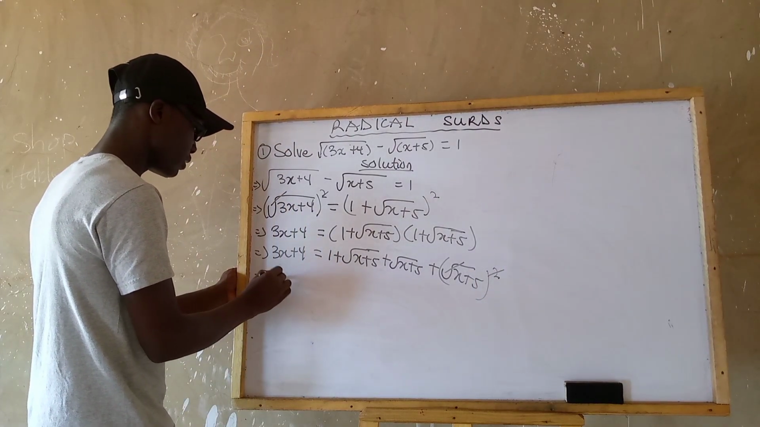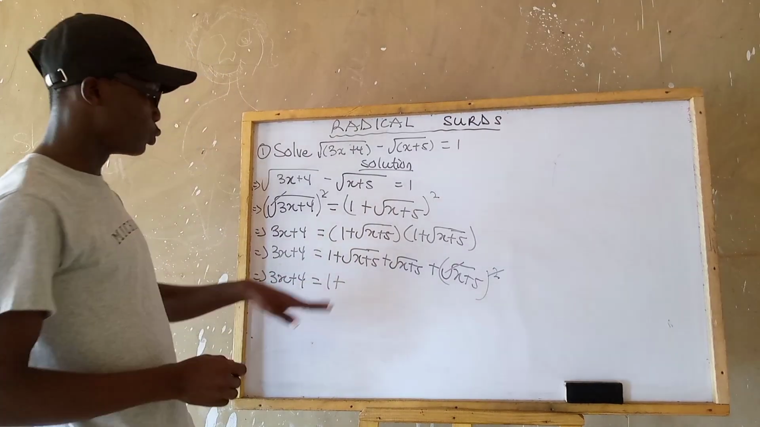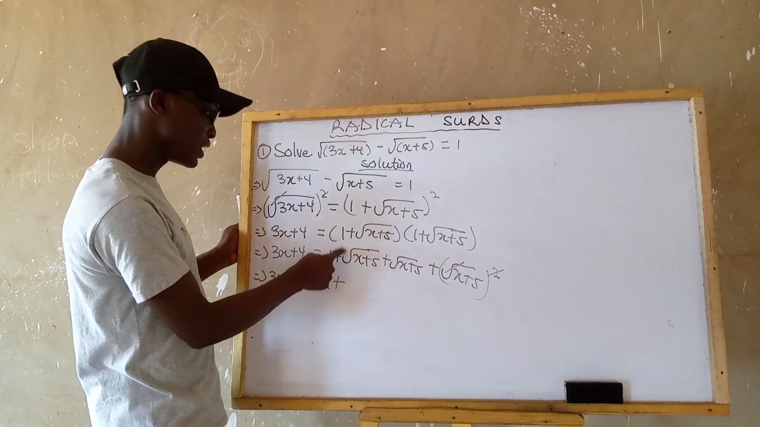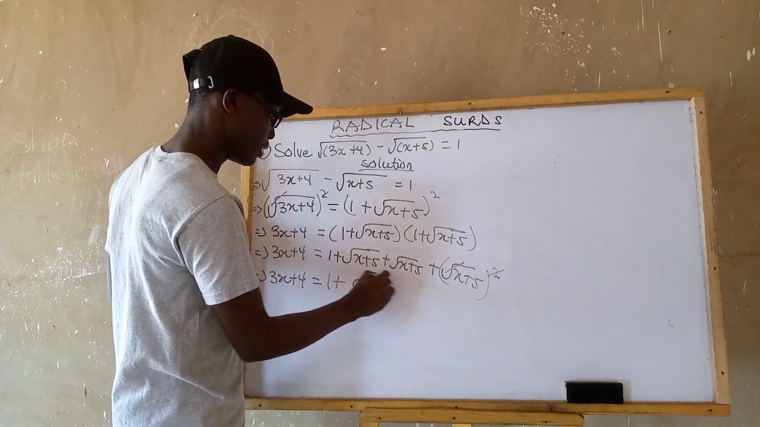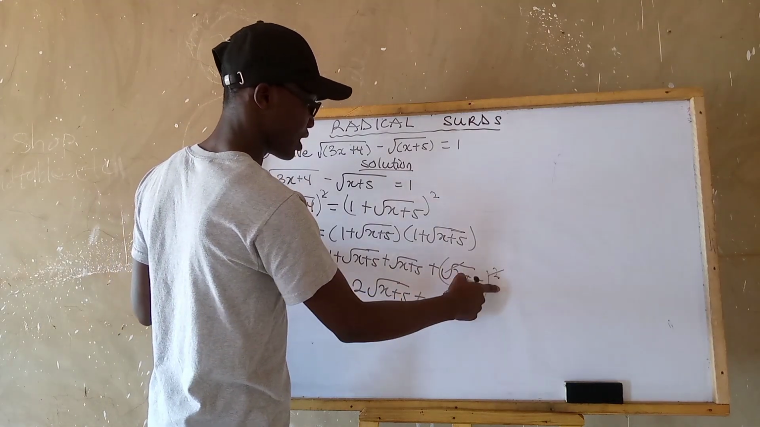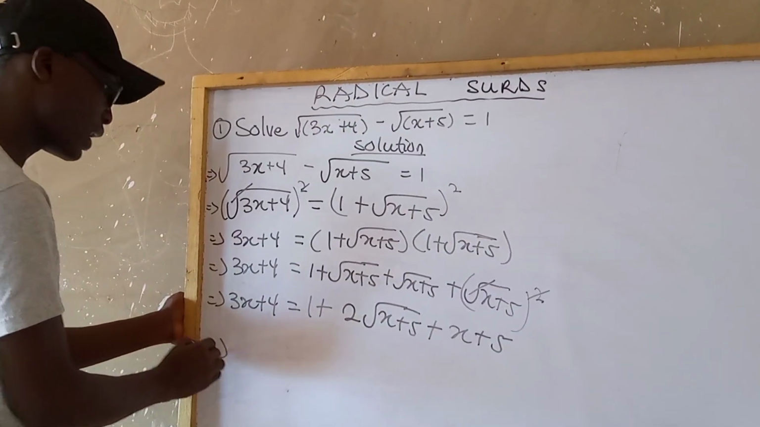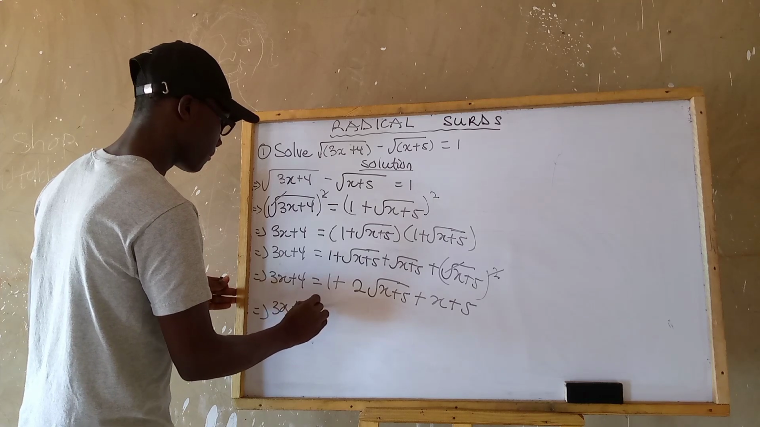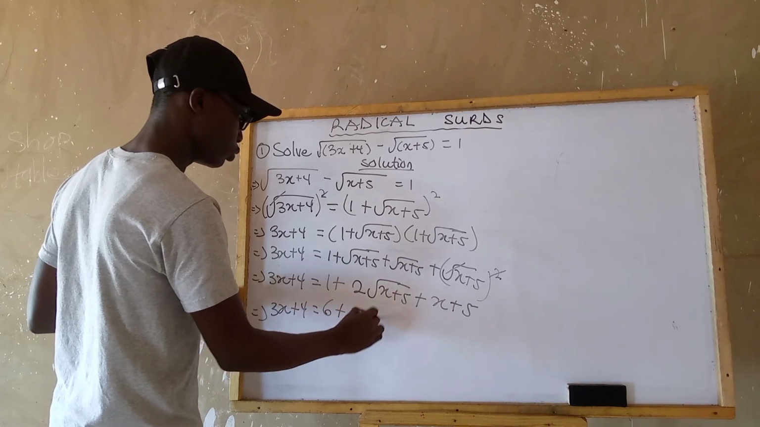Now we have 3x plus 4 is equal to 1 plus, here we have root x plus 5 plus root x plus 5. So you have 1 here and then 1 here. So 1 plus 1 gives us 2. And now you add x plus 5. Plus here, since square cancels square root, you have x plus 5 remaining. And now let's continue. 3x plus 4 is equal to, so 1 plus 5 gives us 6 plus 2 roots.